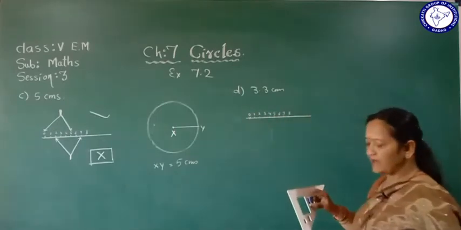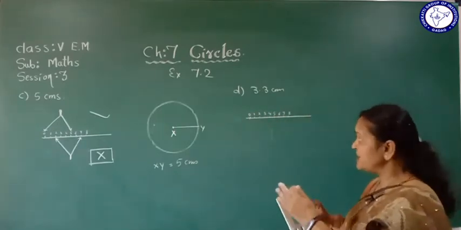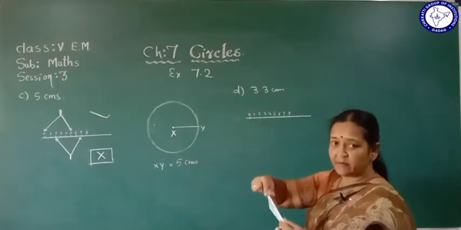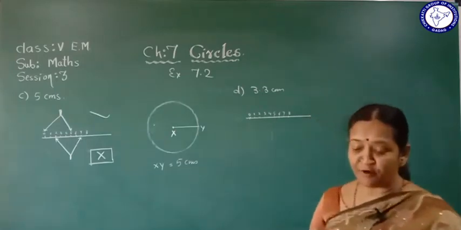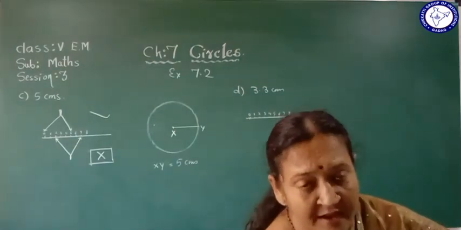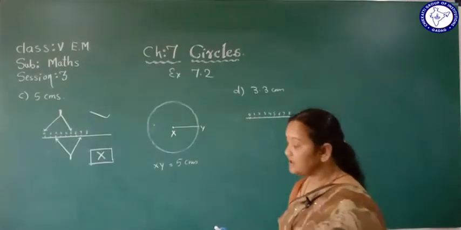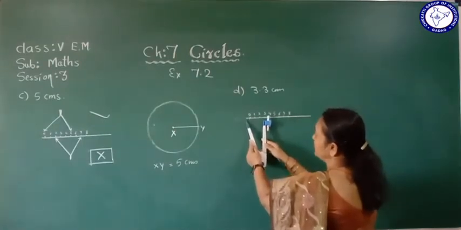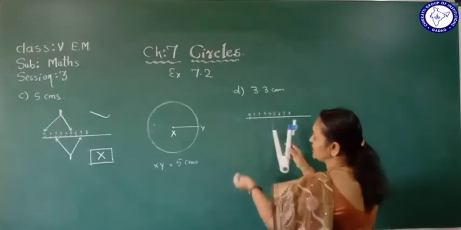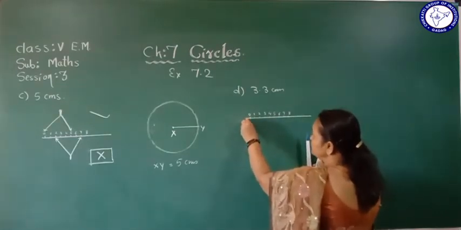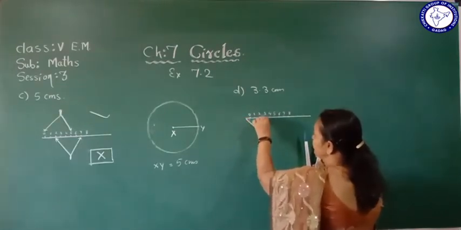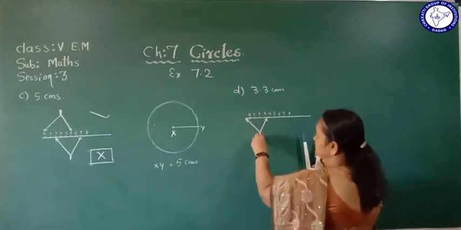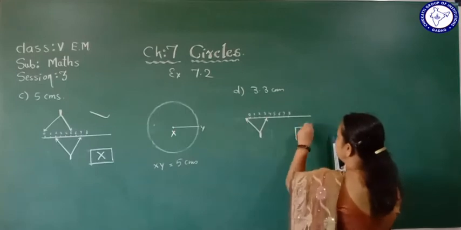Now in a scale, before 0 we find some space. Here some extra space is given. The girl took her compass and measured from here to here. So this is wrong. From 0 you should keep. She measured from the extra space given until 3.3. So this method is wrong.